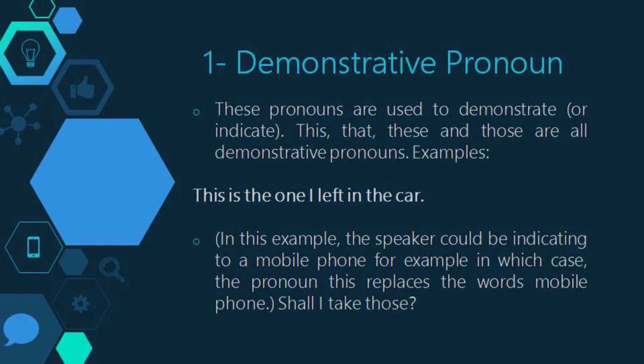So we can use these kinds of pronouns as demonstrative pronouns when indicating or demonstrating any object. For example: these books are mine, and those are my friends. We can use these kinds of pronouns in our common language. Then, at last, shall I take those? We commonly use these words: those, these, that, this.